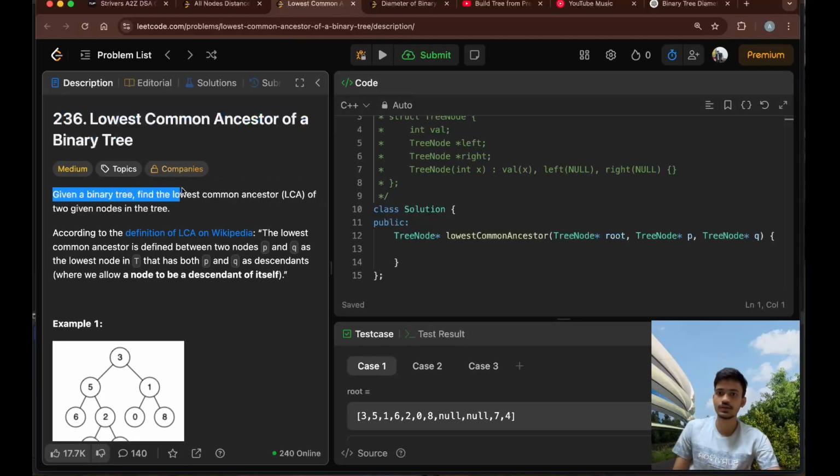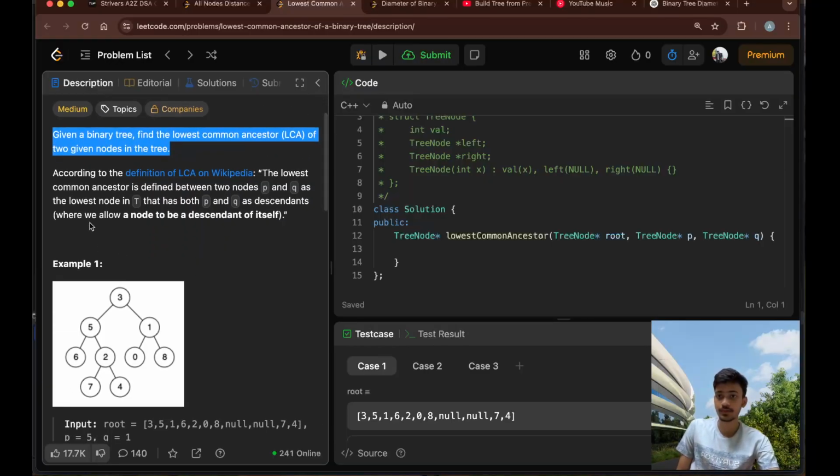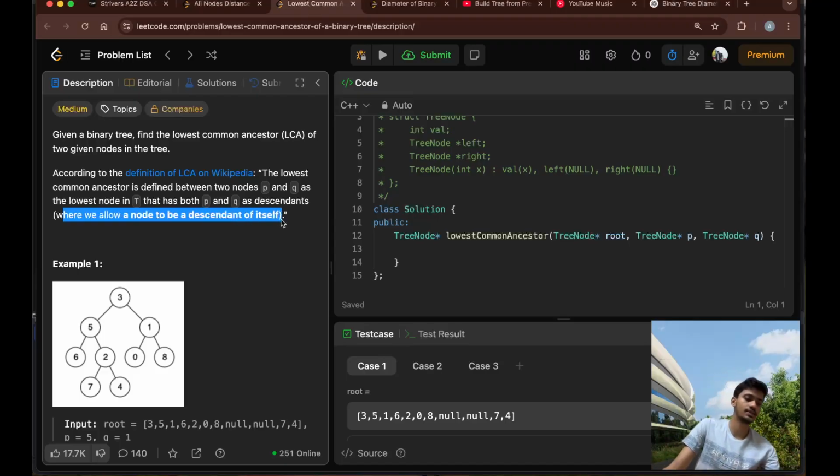Given a binary tree, find the lowest common ancestor of two given nodes in the tree. There will be two nodes given to us, and we have to find the lowest common ancestor according to the definition. The lowest common ancestor is defined between the two nodes P and Q as the lowest node in T that has both P and Q as descendants, where we allow a node to be a descendant of itself also. Got it.